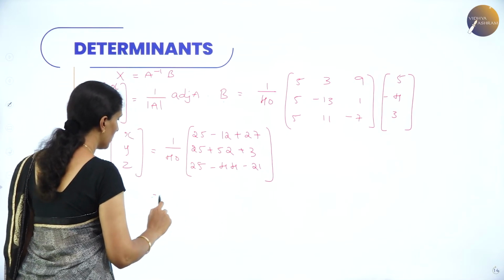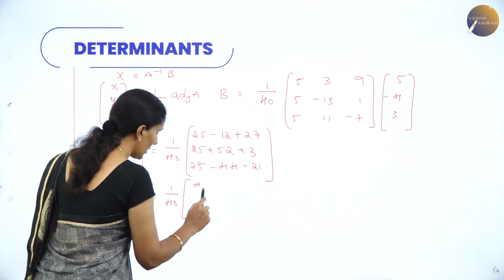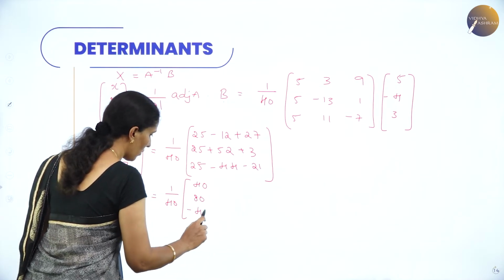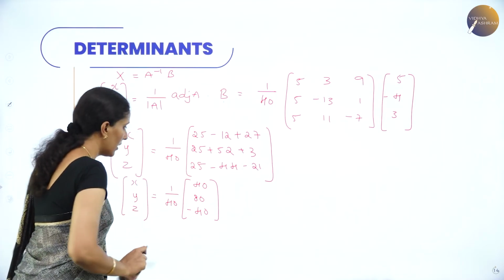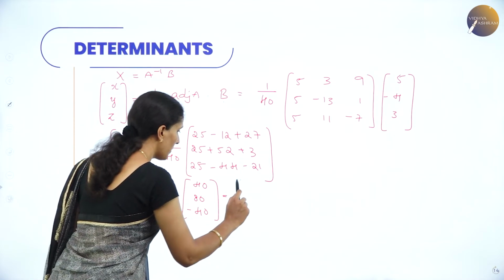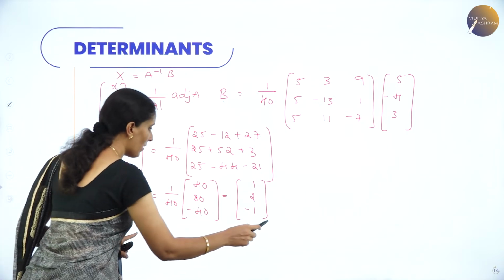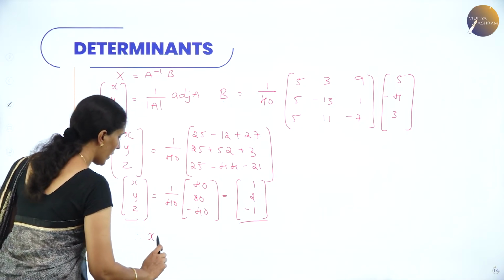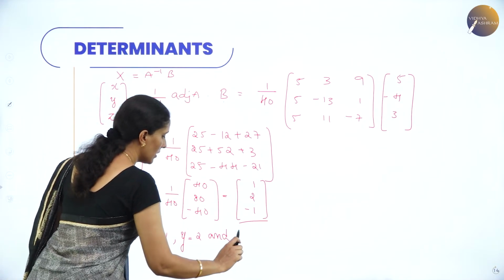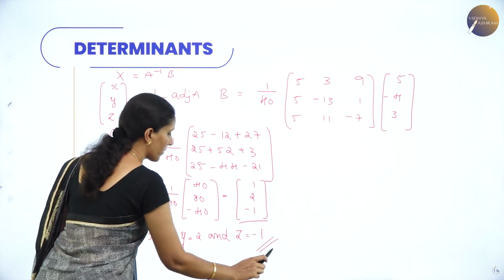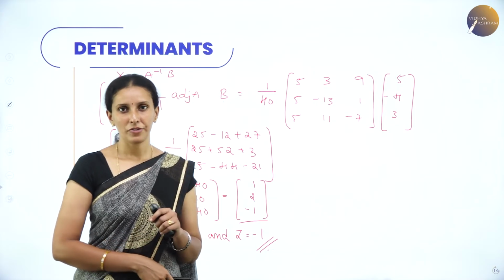So here 1 by 40 is equal to, solving this we get here 40, 80, minus 40. And here you have X, Y, Z. Divide all the elements by 40. So this becomes 1, 2, minus 1. So clearly these two matrices are equal. So therefore we can write X is equal to 1, Y is equal to 2 and Z is equal to minus 1. So this is how we are going to solve the simultaneous linear equation by matrix method.